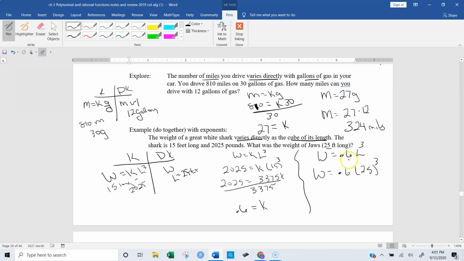Okay, 25 cubed, type it in, and you get Jaws is going to weigh 9,375 pounds.